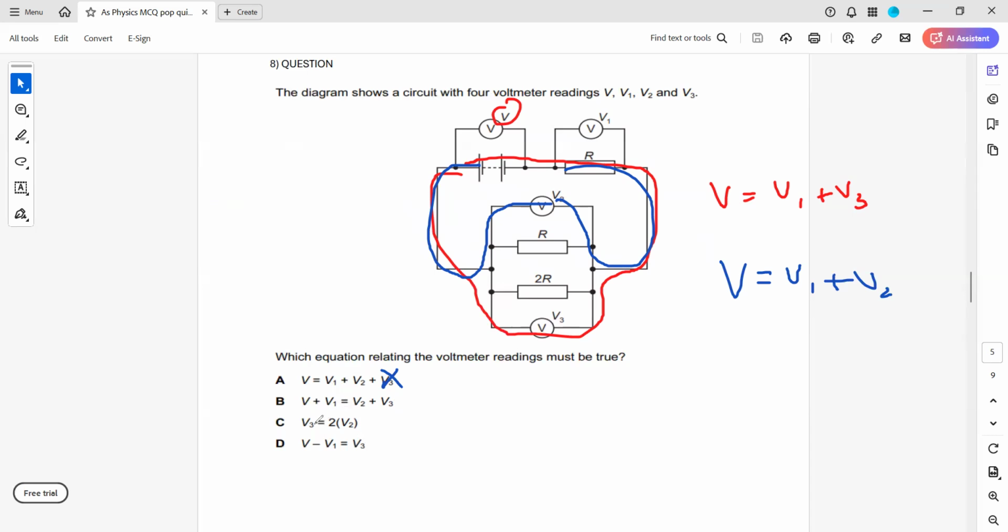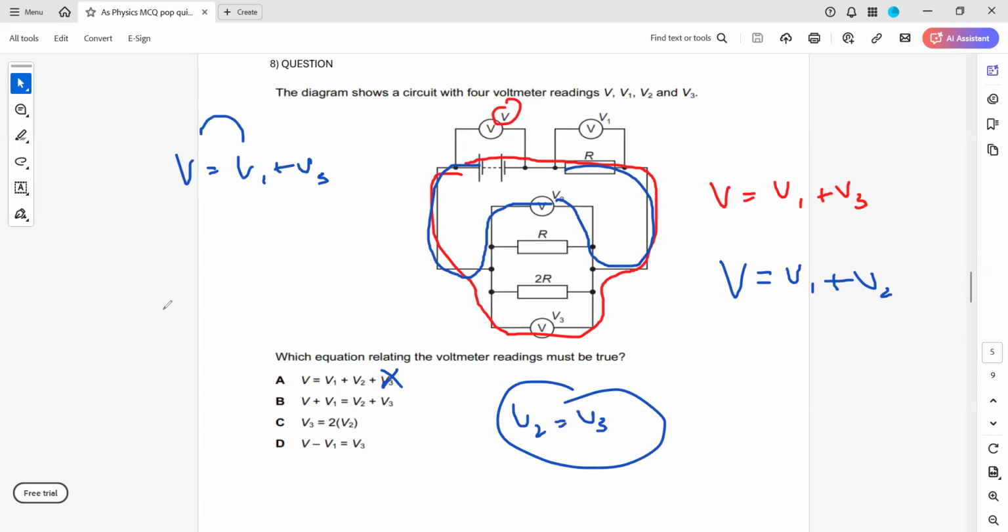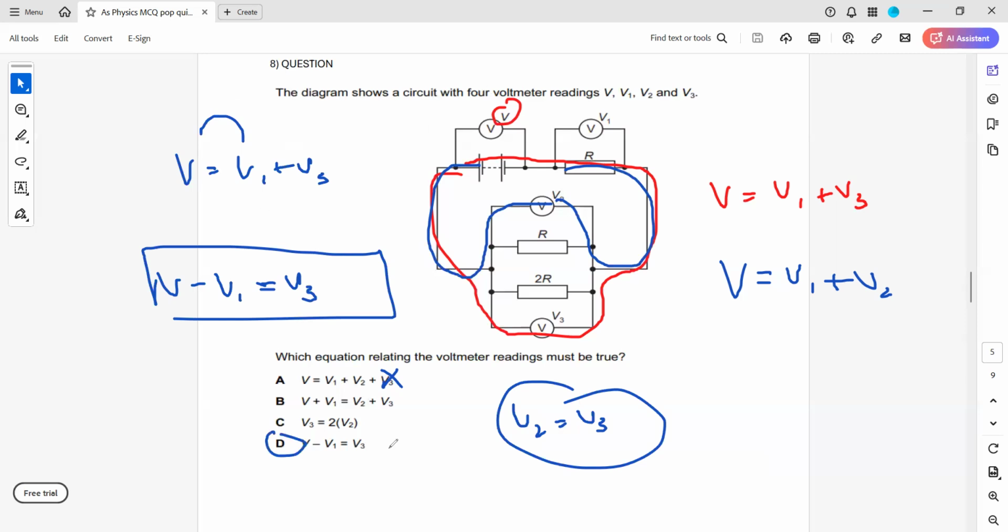When we check the third option, V3 is twice V2. That is also wrong. Actually, V2 should be equal to V3, since they are in parallel. So we are left with V equals V1 plus V3. If I move V1 to the other side, V minus V1 is equal to V3. So the total EMF will be equal to the total potential drop in the loop. Is it clear? So option D should be the right answer.